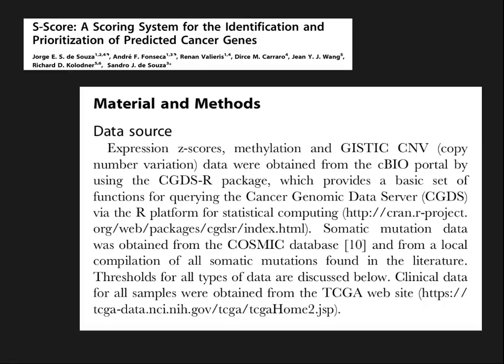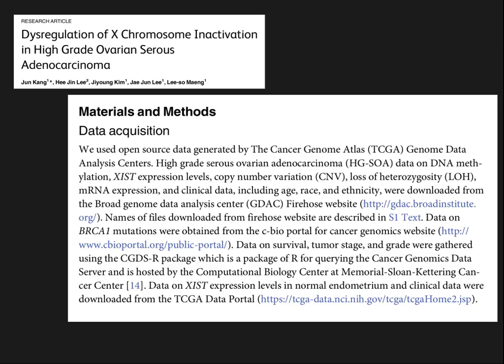Again, a scoring system for predicting identification and prior tracing of predicted cancer genes. Again, they got 2 different data sets. The major one here is coming again using the CGDSR package that we're just talking about from the Cancer Genomic Data Server, and then another one we're getting somatic mutation data from another database. But again, the complete study was done with obtained data from these data servers.